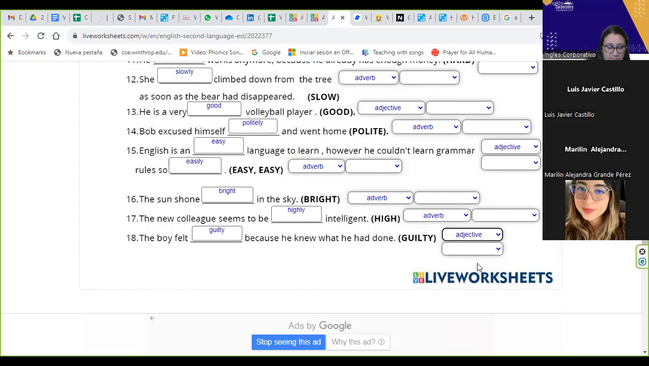Well, the third category was just to classify if the adjective was describing a noun, or if the adverb was describing a verb, or if the adverb was describing another adjective. Okay, so that's why we skipped that part.